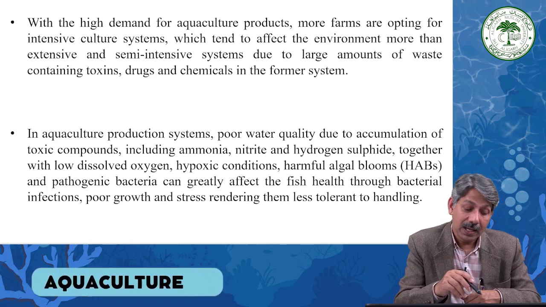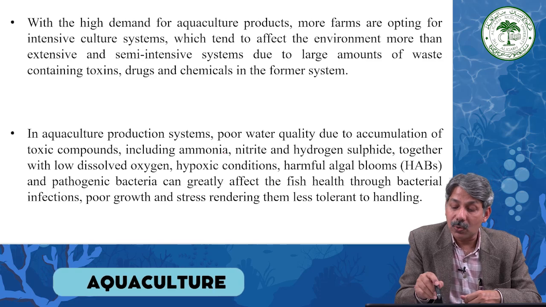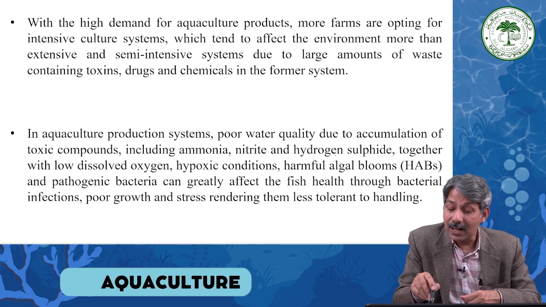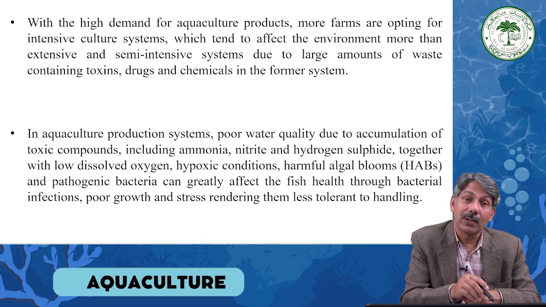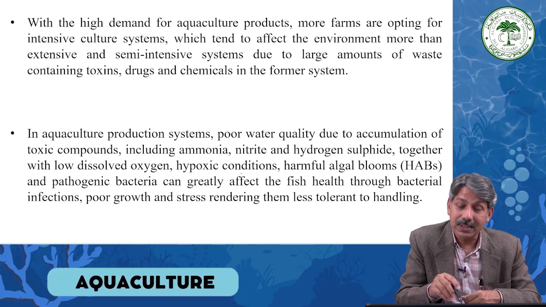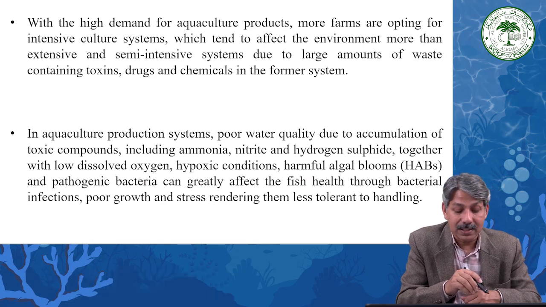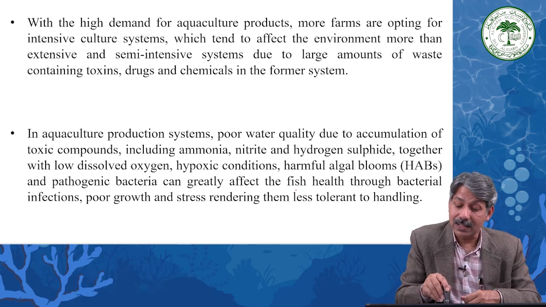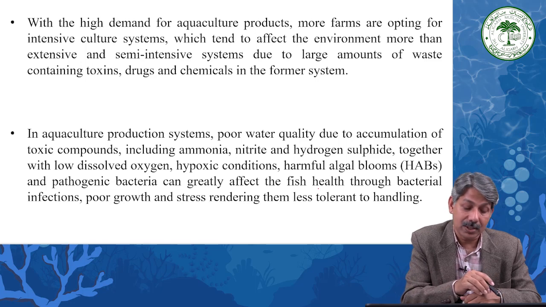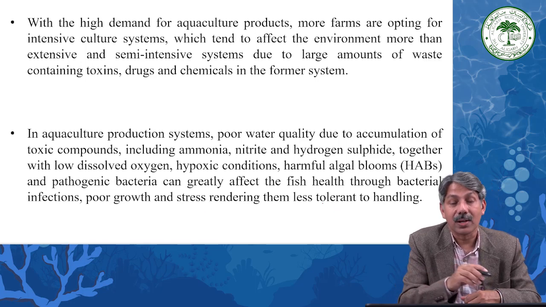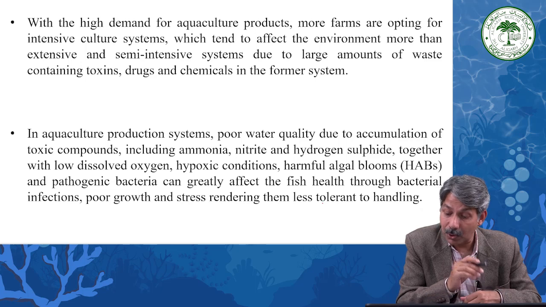In aquaculture production systems, poor water quality due to accumulation of toxic compounds including ammonia, nitrite and hydrogen sulfide, together with low dissolved oxygen, hypoxic conditions, harmful algal blooms and pathogenic bacteria can greatly affect the fish health through bacterial infections, poor growth and stress, rendering them less tolerant to handling. The problem is here.